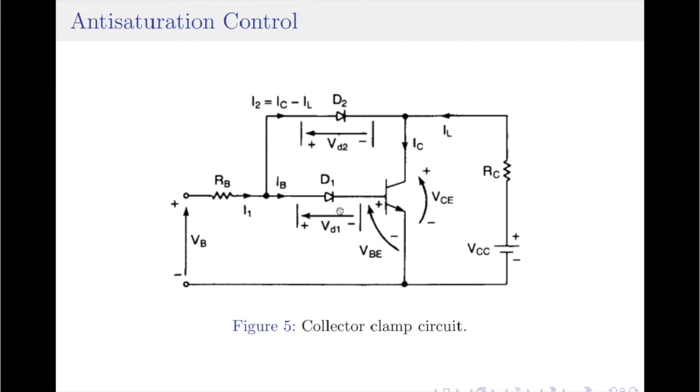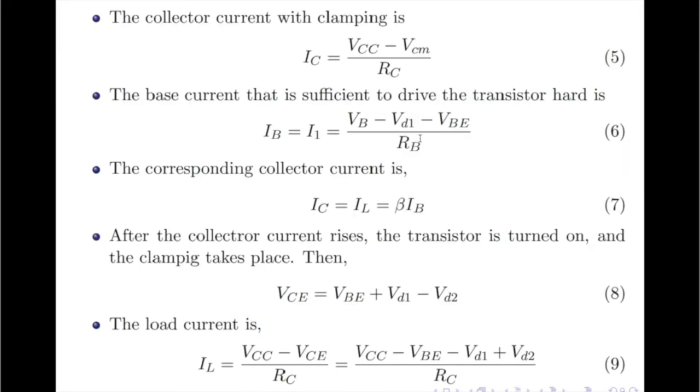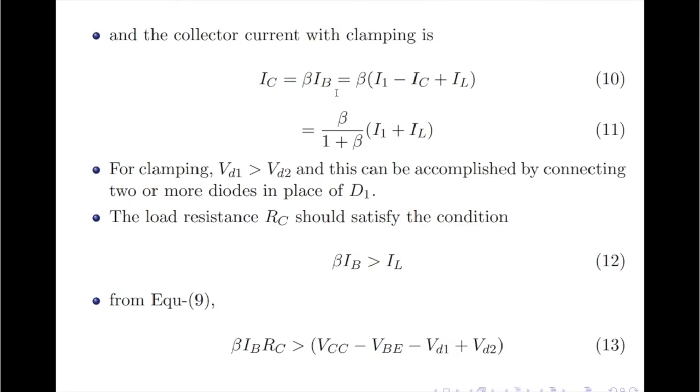But now the value of IB has changed because IB in the presence of the diode is equal to I1 minus I2, and I2 equals IC minus IL. So, the collector current is given by the equation IC equals beta IB, which equals beta into I1 minus I2. But I2 equals IC minus IL, therefore IC here is beta multiplied by I1 minus IC plus IL. After simplifying this, we will obtain the value for the collector current as beta divided by 1 plus beta multiplied by I1 plus IL.